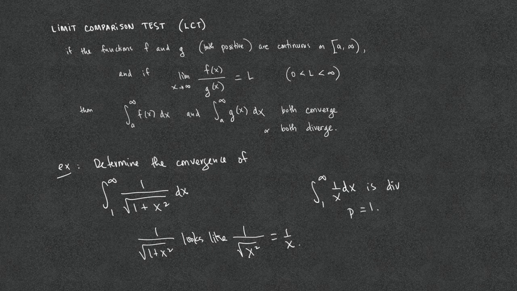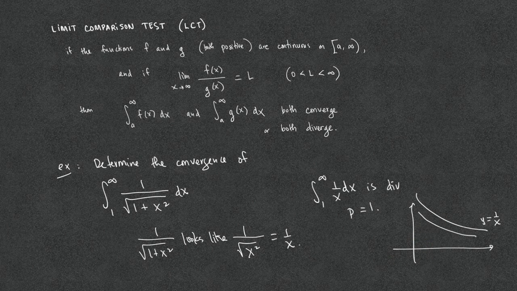But when we try to compare the two, we notice that this integral is below the 1 over x. That is, y equals 1 over x is above 1 over the square root of 1 plus x squared. And knowing that the larger integral is divergent doesn't mean that the smaller integral is divergent as well. Thus, we couldn't come up with a good inequality.